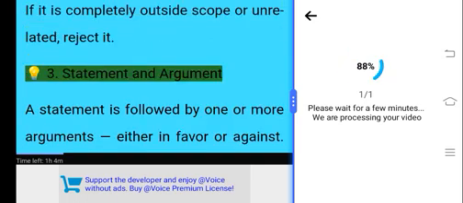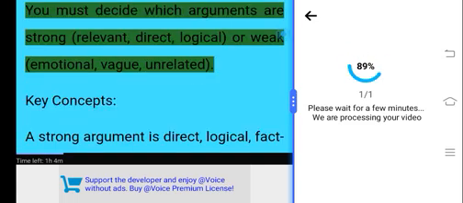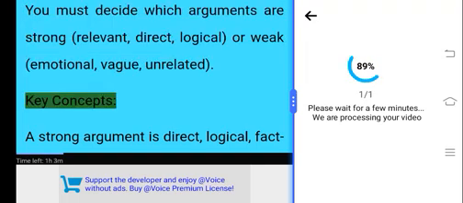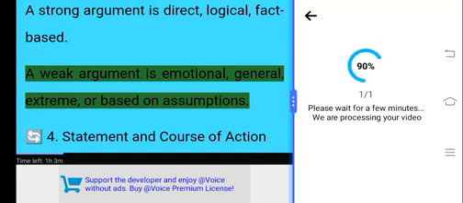3. Statement and argument. A statement is followed by one or more arguments, either in favor or against. You must decide which arguments are strong: relevant, direct, logical; or weak: emotional, vague, unrelated. Key concepts: a strong argument is direct, logical, fact-based. A weak argument is emotional, general, extreme, or based on assumptions.